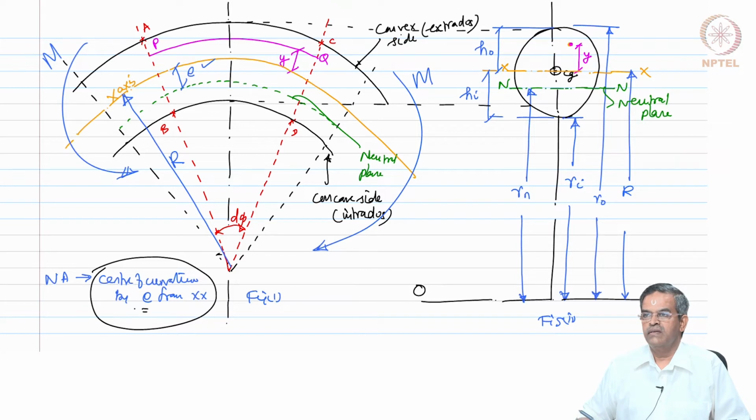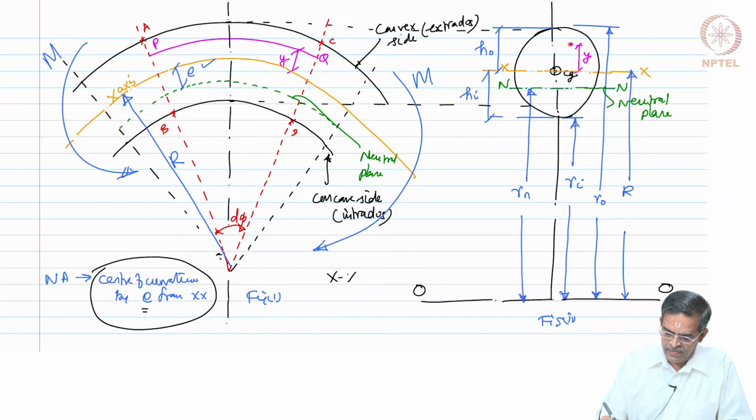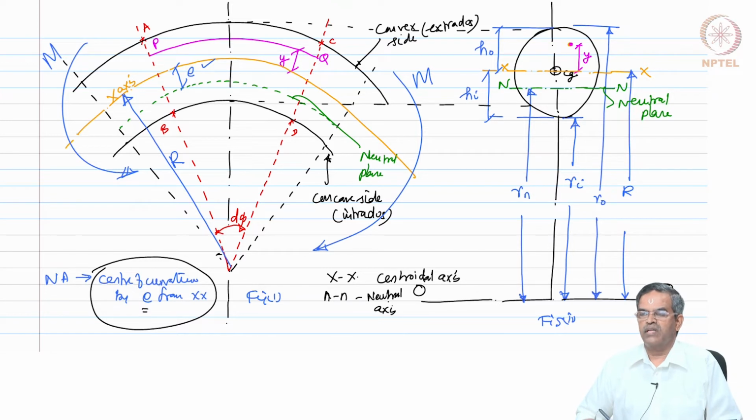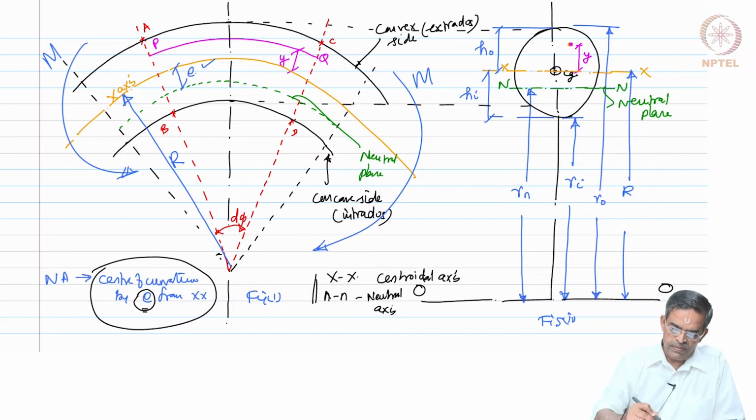Please understand, XX axis is different from the neutral axis. It cannot be same because XX is the centroidal axis. Okay, XX is the centroidal axis and NN is the neutral axis. They cannot be same for a simple reason: the stress distribution along the depth is nonlinear. Okay, so it is not going to be same. In that case, there is no coincidence of this, and this shift is indicated as E in the figure.